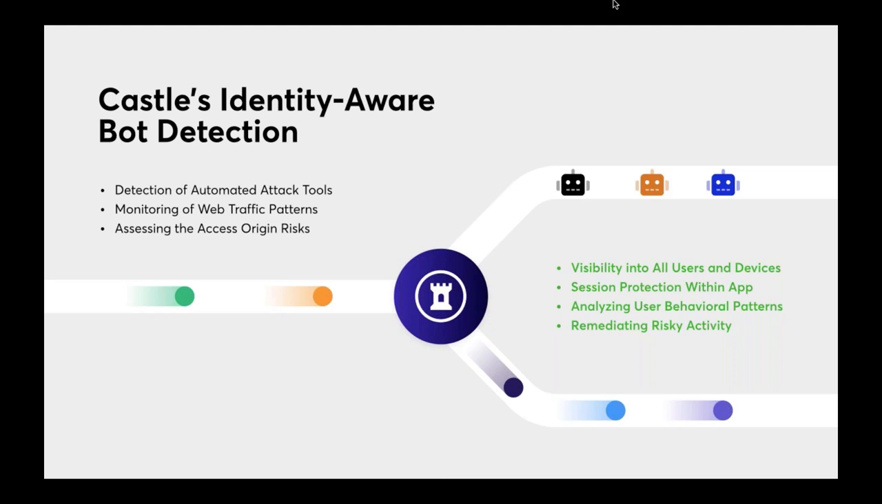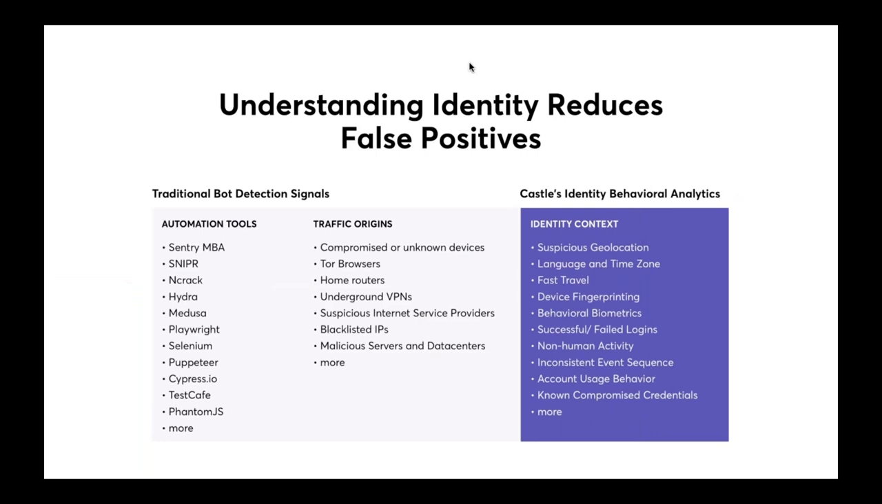With a dynamic identity risk engine and automated workflows, Castle protects users on any device and safeguards their interactions. So from here, I'm going to pass the presentation over to Sebastian, where he'll dive more into why we built identity-aware bot detection and how a new approach was needed to be able to solve this problem, and then share a demonstration of a live bot attack. So Sebastian, over to you.